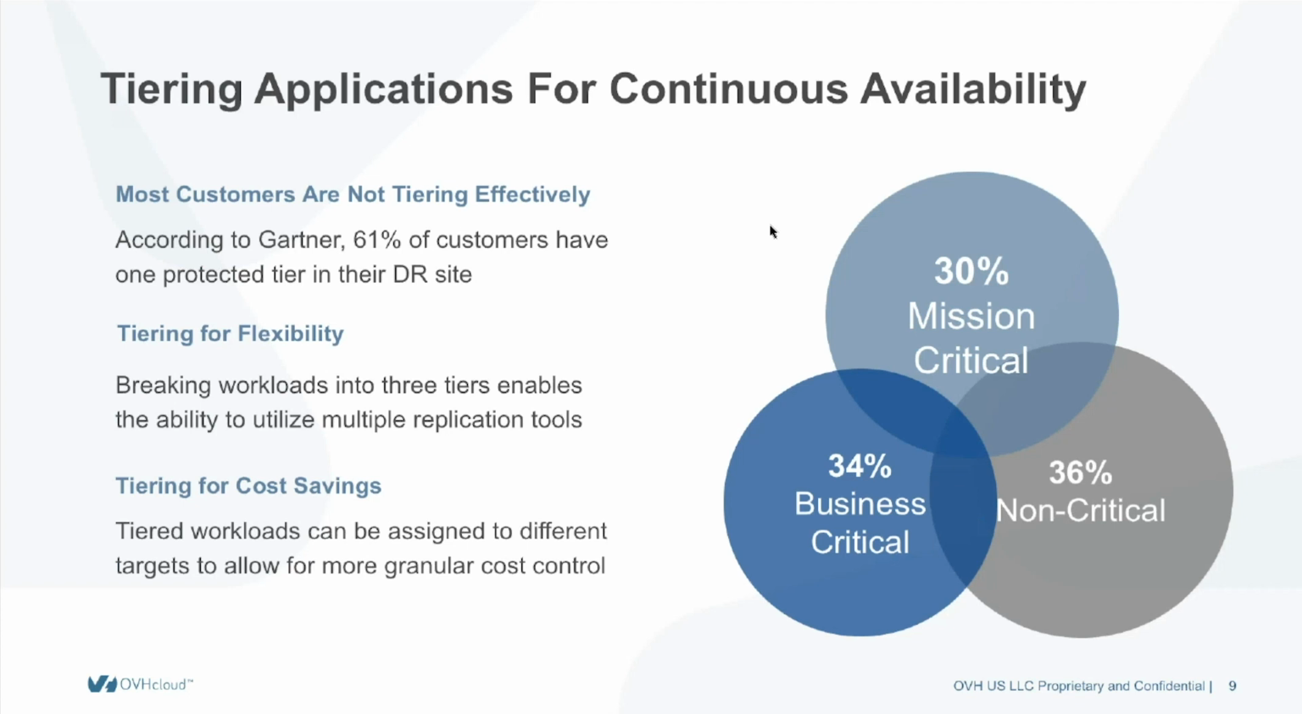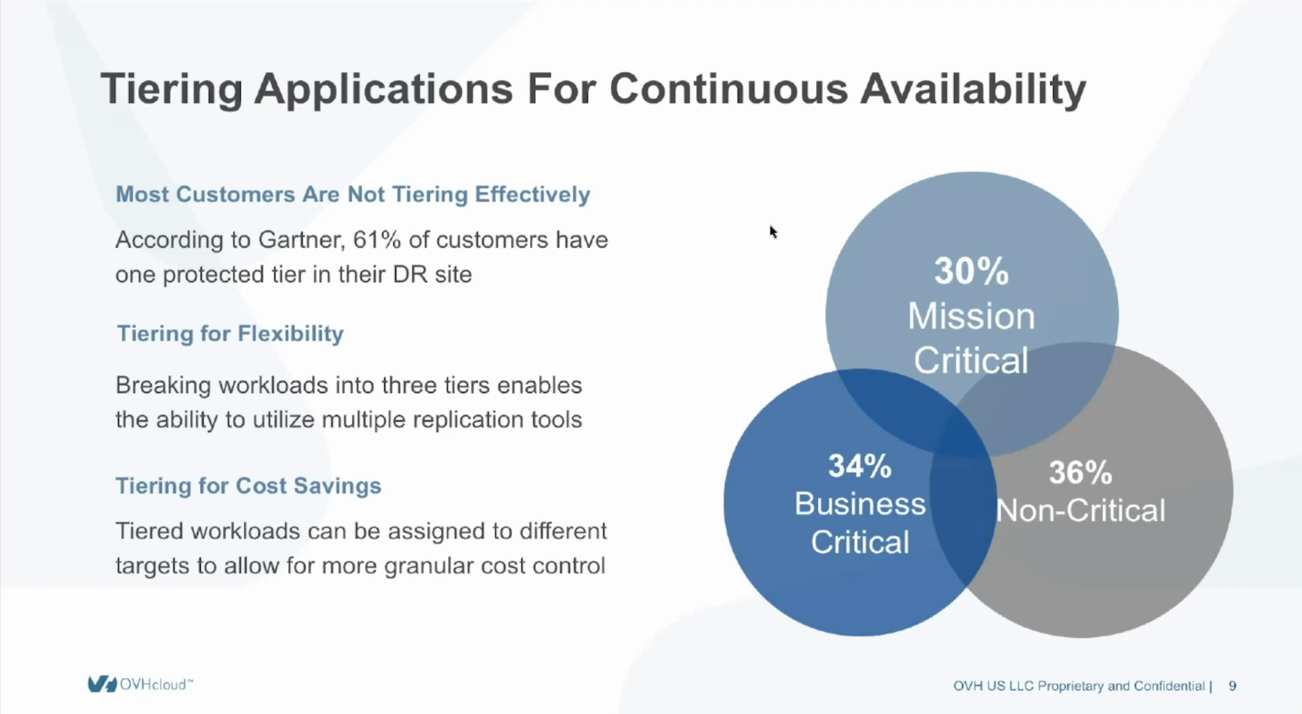By and large, when I go in to see a customer and I ask them, are you tiering? The answer is typically, well, we usually have one tier. And Gartner backs that up. 61% of customers, as surveyed by Gartner, only have one protected tier in their DR site. If you take a look at the graphic on the right, when I'm talking about tiering, I'm really talking about 3 tiers. There's mission critical, business critical, and non-critical. And as you can see, they're roughly split in thirds.